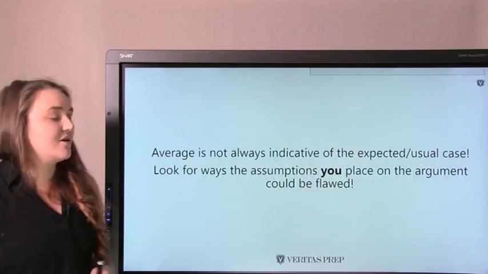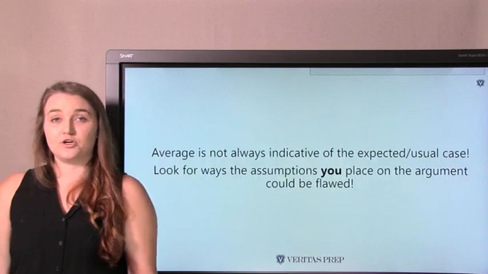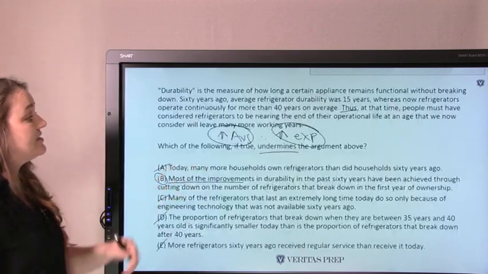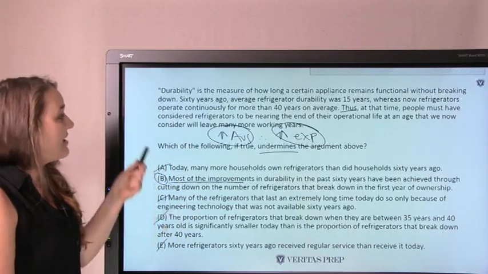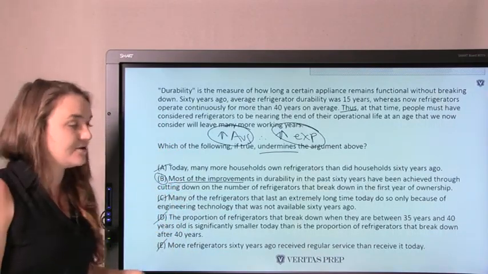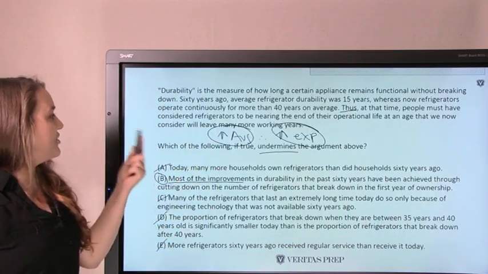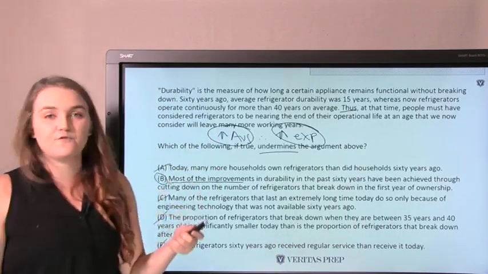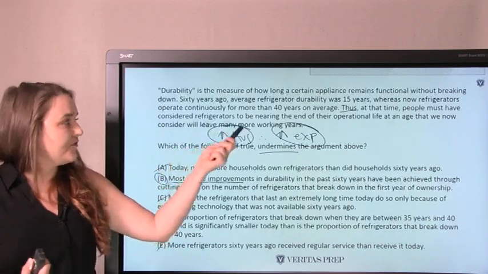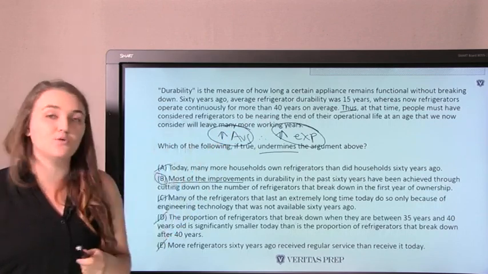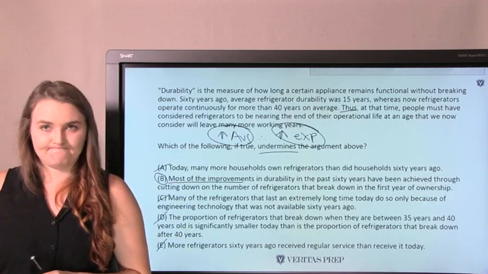And we want to make sure along the way that we're looking out for ways that the assumptions you place on the argument could be flawed. So for instance, if I briefly circle back, it's really easy to read through this stem and say, all right, average refrigerator durability was 15 years, so most refrigerators used to last 15 years. Now, refrigerators operate continuously for more than 40 years. It's really easy to read through this and assume, well, most refrigerators used to last 15 years, now most last 40 years, but that's just flat out not necessarily the case, right?